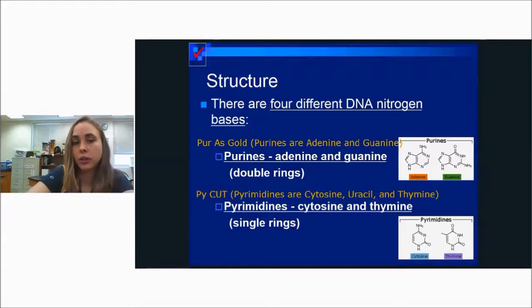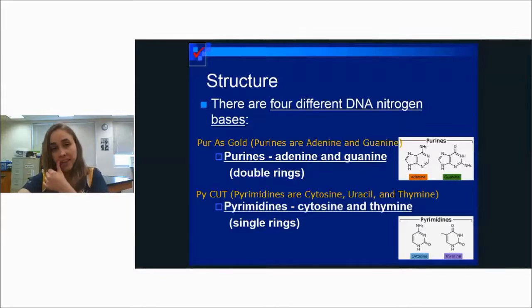And pure as gold, I think of wedding rings. So when you have your engagement ring and the wedding band, there are 2 rings for females. And so I think of the pure as gold as the double ring and pie cut as a single slice of pie, single ring. Another interesting fact about purines is it was discovered when they were using urine, and so purines was actually pure urine. That's how they got the name.